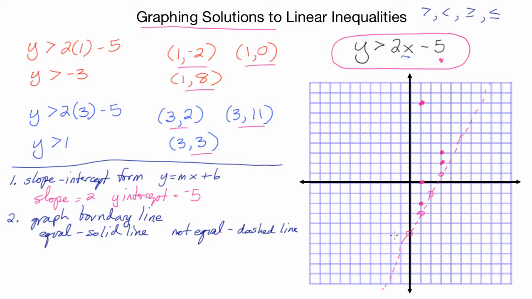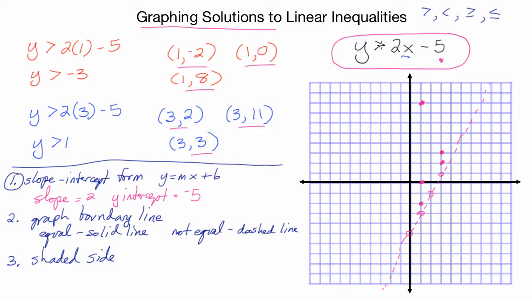All right, step 1, slope-intercept form. Step 2, graph the boundary line. We need to determine if it's either a solid or a dashed line. We are now on to step 3. Step 3 is I need to shade a side. And what that means is I have my boundary line made. Now I need to determine, well, which side represents all the solutions. It's a greater than or less than.